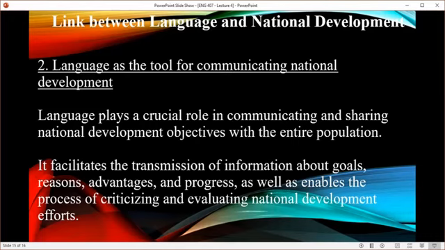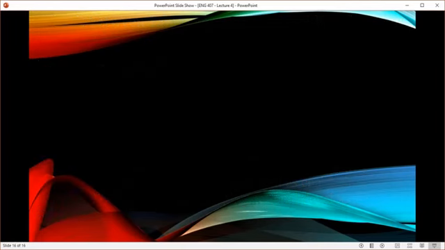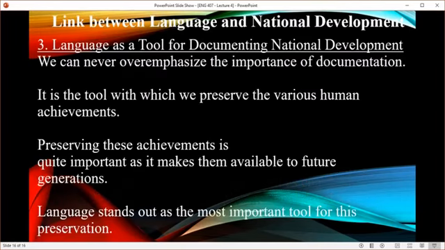Even if one uses cartoons, one uses symbols, one uses any form of transmitting the information, the interpretation of all those objects or signs or symbols still depends upon language. In fact, they are some forms of language in themselves. Another link, another point that brings about the reality of the relationship between language and national development is that language is a tool for documenting national development.